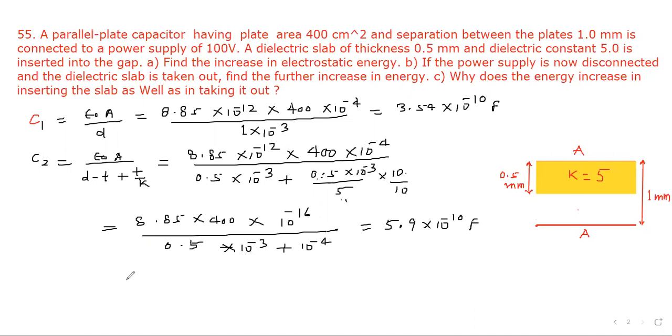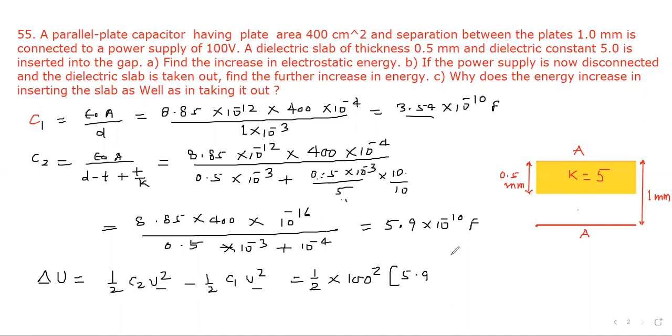Now increase in electrostatic energy. So final minus initial. So suppose we denote it as delta U. So half C2 V square minus half C1 V square. We put the values 1 by 2 into V square is common to both, that is 100 square times C1. This is 5.9 into 10 power minus 10. This is 3.54. So 3.54 into 10 to the power minus 10. So on simplification, we will get 1.18 into 10 to the power minus 6 joule.